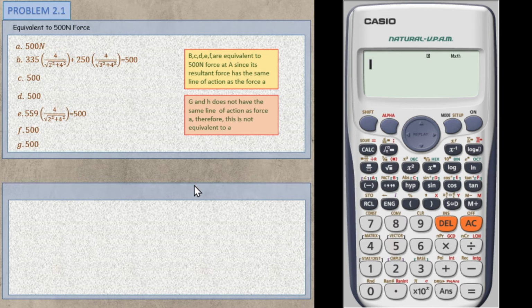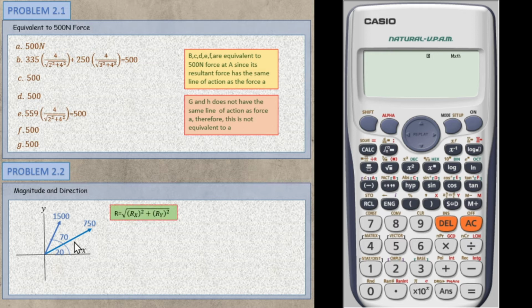Okay, so for problem 2.2, let's proceed. We need to find the magnitude and direction. So this is just simple. This will be our free body diagram for problem 2.2, and this will be the formula that we will need. So Rx is the summation of the x components and Ry is the summation of the y components. I hope you already know how to get the x and y components for that.